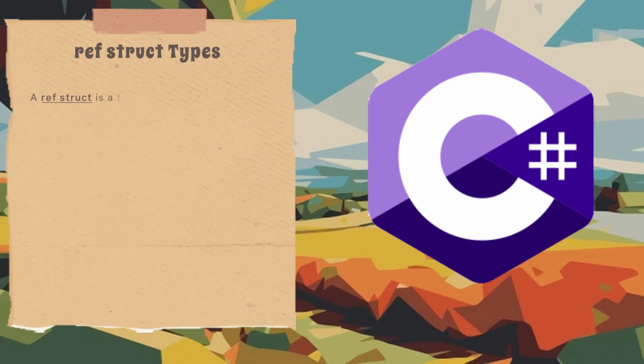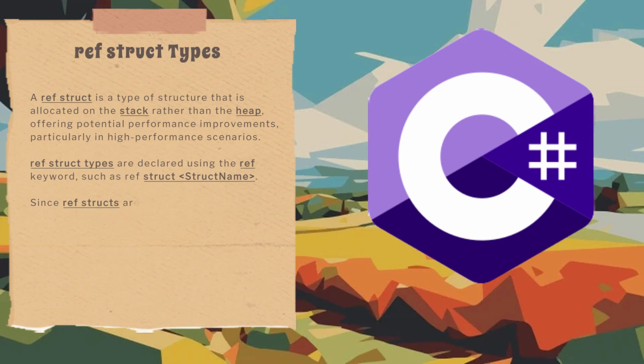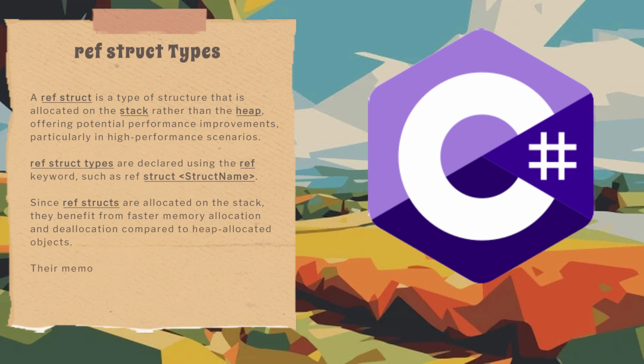A ref struct is a type of structure that is allocated on the stack rather than the heap, offering potential performance improvements, particularly in high-performance scenarios. Ref struct types are declared using the ref keyword, such as ref struct name. Since ref structs are allocated on the stack, they benefit from faster memory allocation and deallocation compared to heap-allocated objects. Their memory is released automatically once they go out of scope.